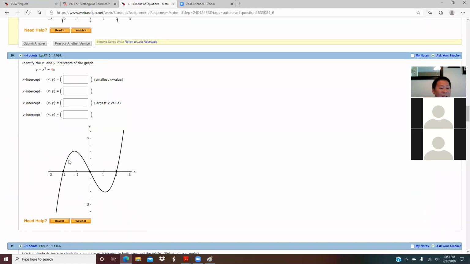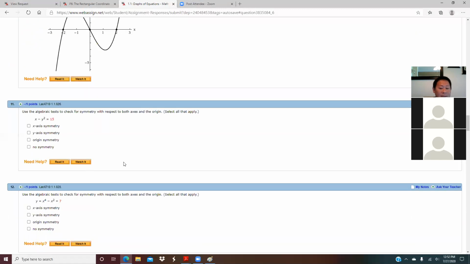This is the same thing. They give you multiple of this. You just figure out this. This time you got 3 x-intercepts. This one is the smallest one. This one is the middle one, and then this one is the largest one. And then your y-intercept is still 0, 0 because it crosses over here. Okay. So next, this is the next one.